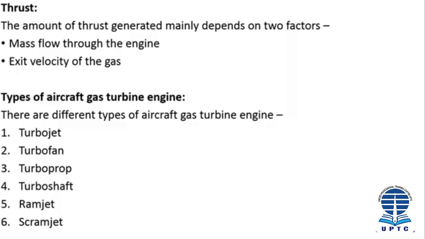Types of aircraft gas turbine engine. There are different types of aircraft gas turbine engine: turbojet, turbofan, turboprop, turboshaft, ramjet, and scramjet. Today we'll go through the turbojet engine, as the turbojet engine is the simplest of all gas turbine engines.